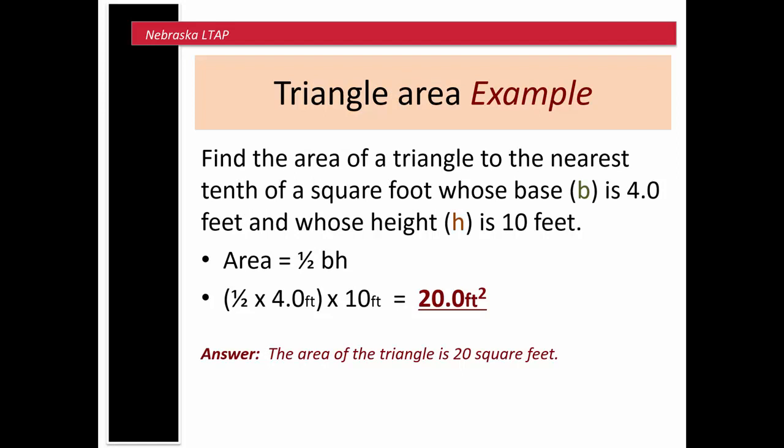So for an example, we have: find the area of a triangle to the nearest tenth of a square foot. The base, we're told, is 4 feet and the height is 10 feet. So it's 1/2 the base times the height, and we calculate that out. It's going to be 20 square feet.